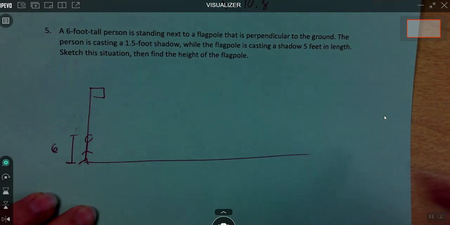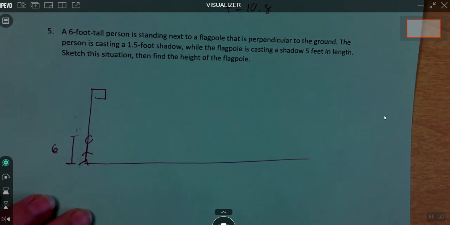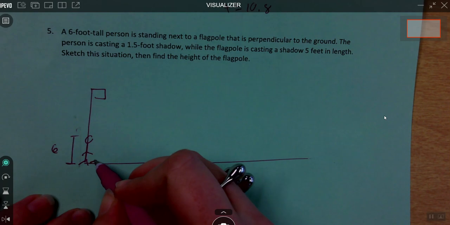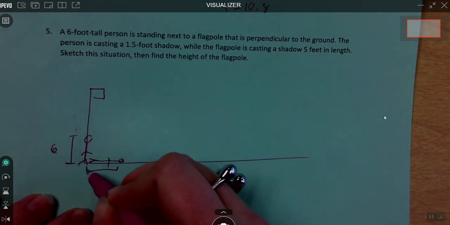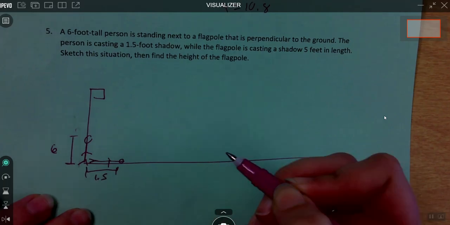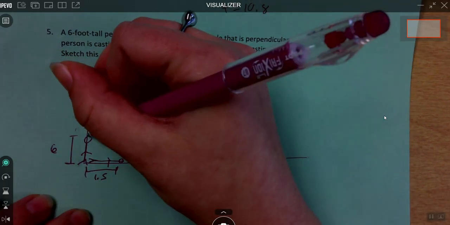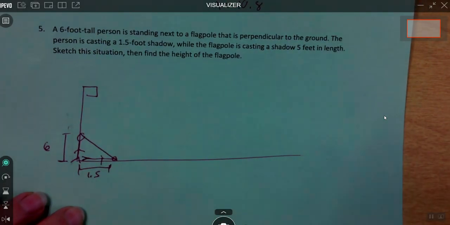Perpendicular to the ground. There's my ground. The person is casting a shadow of 1.5 feet long. A shadow is on the ground. So this is a shadow of this person. Okay? I'm just going to connect these two points. We got a triangle.